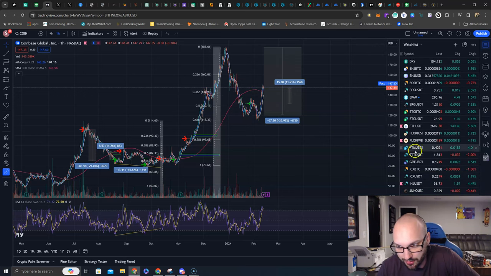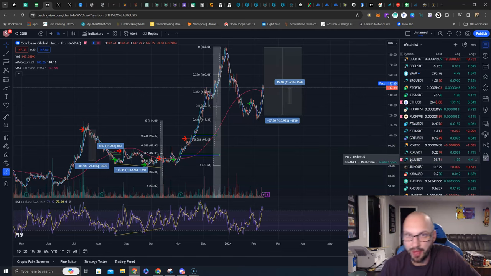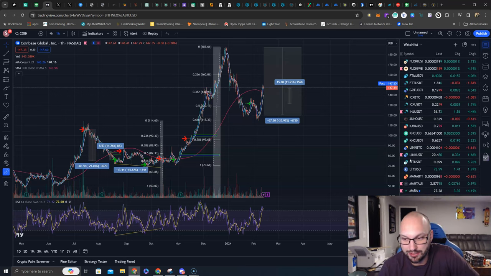MicroStrategy has been explosive. Floki's coming back alive, up 4% today. INJ is one I've got my eye on. I think this could be a big performer, and I want to get another entry in INJ. I'm trying to have patience here because Bitcoin is just crazy right now.